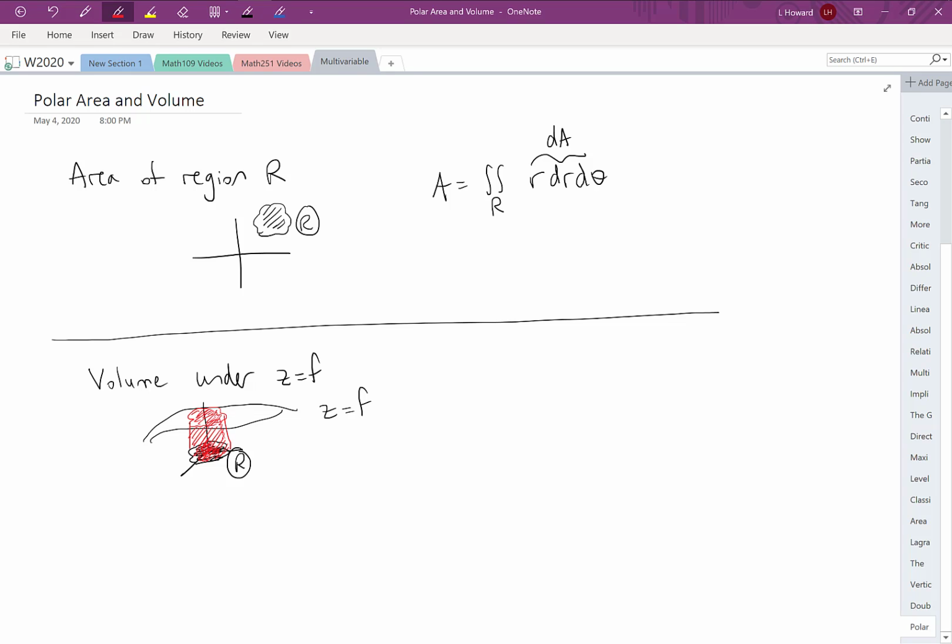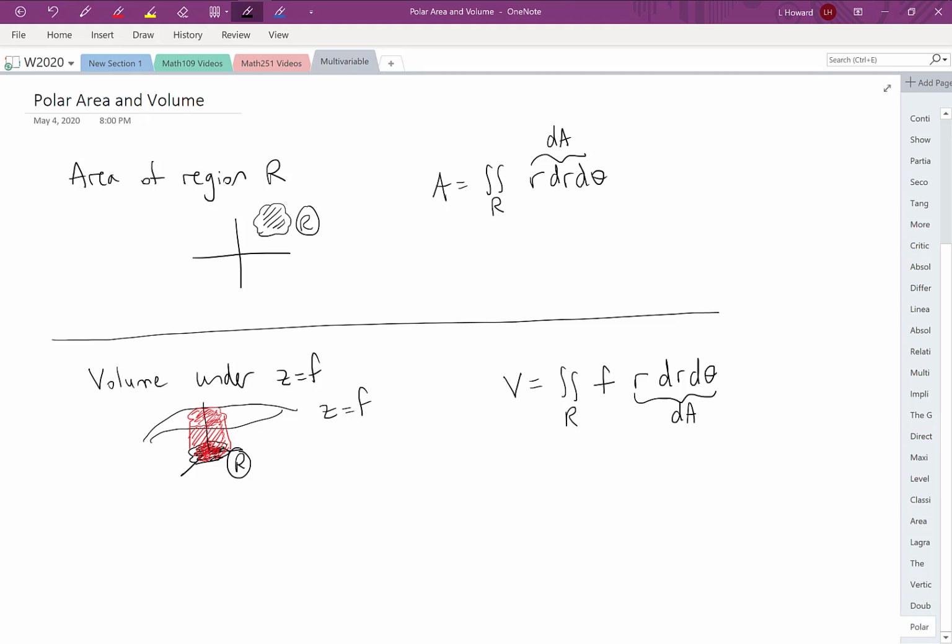Then let's think about how we would express such a volume in polar coordinates. Just like with rectangular coordinates, you could say volume is the double integral over R of f times dA. But if we're in polar coordinates, then our dA again is going to look like r dr d theta.